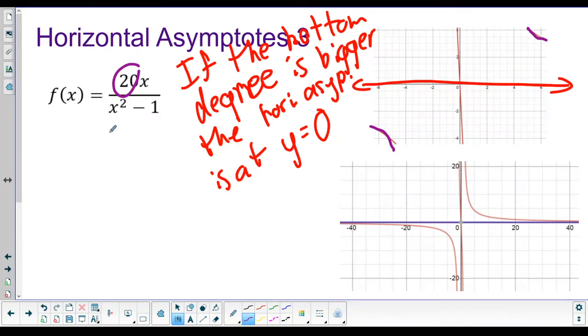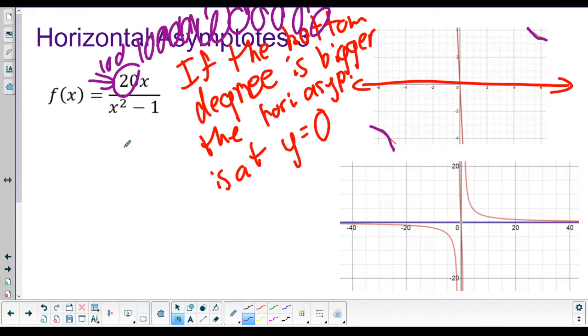So the reason this always happens: this could be 100, it could be a billion, it could be any number. It doesn't matter what this number is. It will never overpower the x squared. So let's look at this as an example, and let's just plug in some points to demonstrate what I'm talking about here.